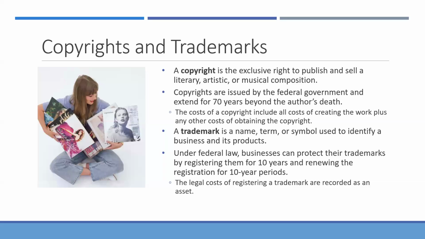Another type of intangible asset is copyrights and trademarks. For example, Taylor Swift purchasing her masters back. Copyrights are issued by the federal government and generally extend for 70 years beyond the author's death. They include the rights to create, produce, and distribute the music and get the profits from it. And then trademarks are names, terms, or symbols for identifying a business, like the McDonald's golden arches. That would be a trademark of McDonald's.